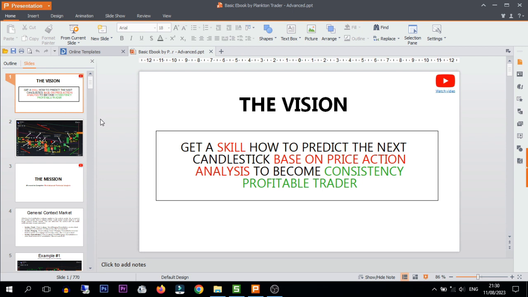If you buy this ebook, you get this kind of PDF file. So this is the first page, which is the vision. You have the vision to become what you want to be. When the vision is to become a consistently profitable trader, that means you have a mission to do.